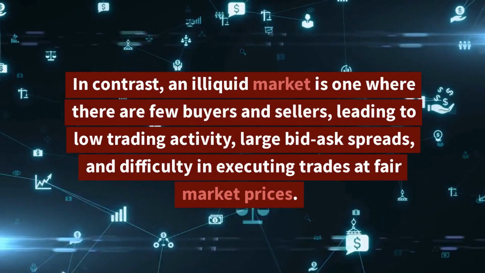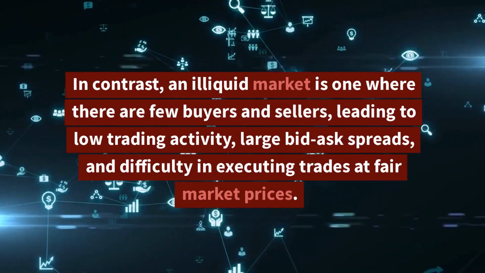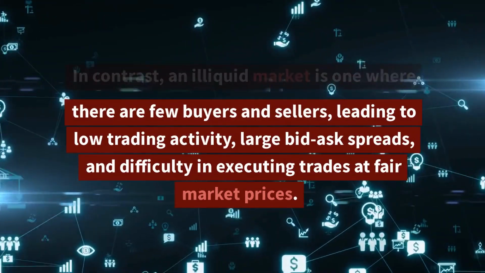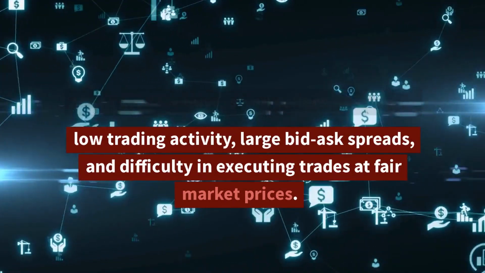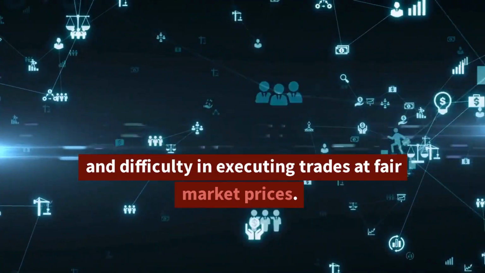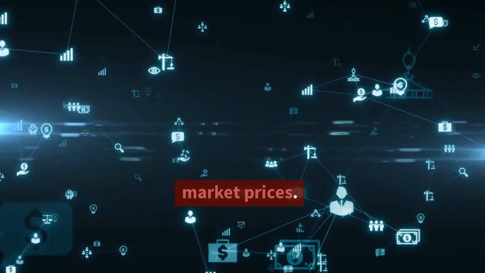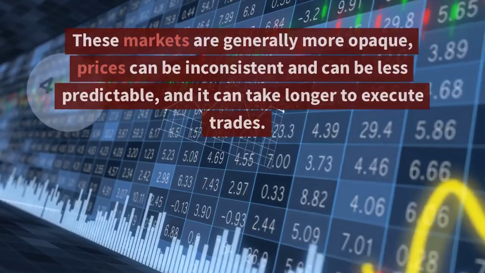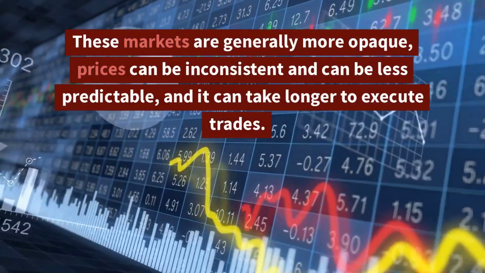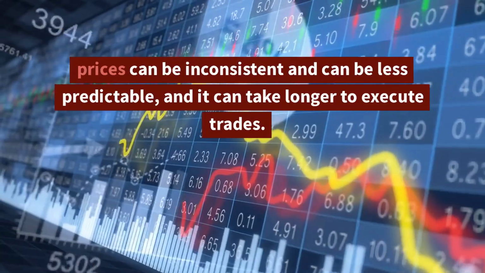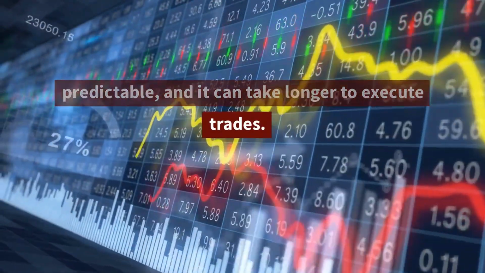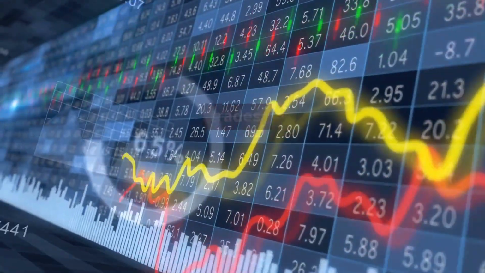In contrast, an illiquid market is one where there are few buyers and sellers, leading to low trading activity, large bid-ask spreads, and difficulty in executing trades at fair market prices. These markets are generally more opaque, prices can be inconsistent and can be less predictable, and it can take longer to execute trades.